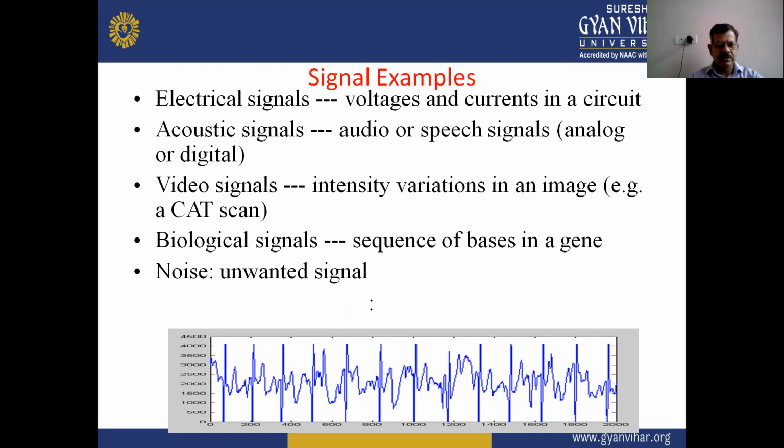The third one is video signals, such as intensity variation in an image or a CAT scan. The next one is biological signals, such as the sequence of bases in a gene. And the next one is the noise signal. An unwanted signal is an example of a noise signal.